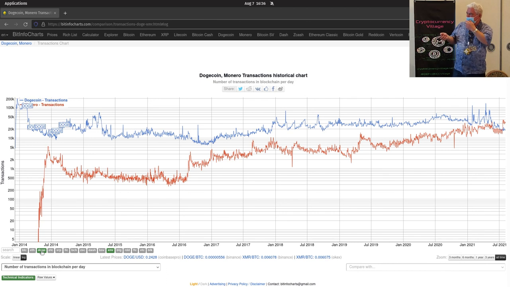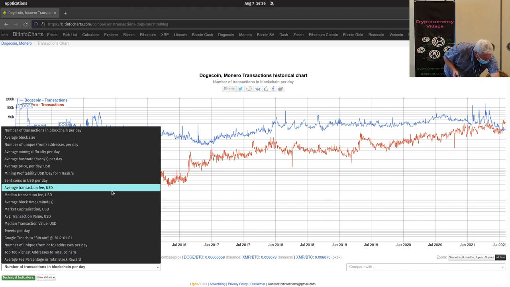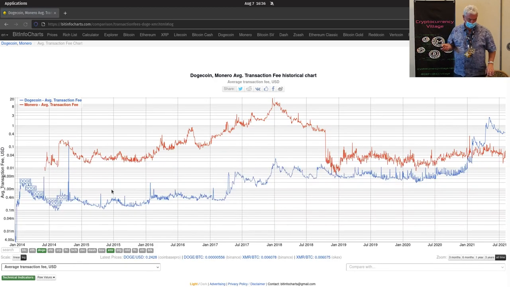Okay. So blue is Dogecoin, and red is Monero. Now, both of us in history, Dogecoin is never the best transaction for data than Monero, except just recently. Can you wonder what happened? Let's change this to average transaction fee for Dogecoin.